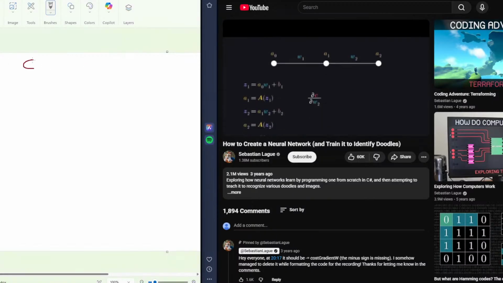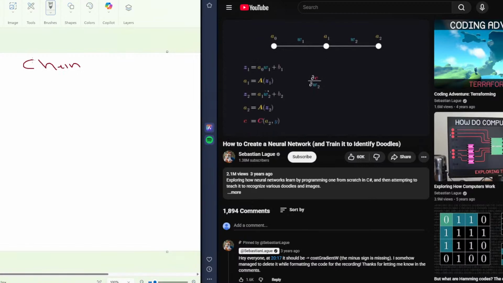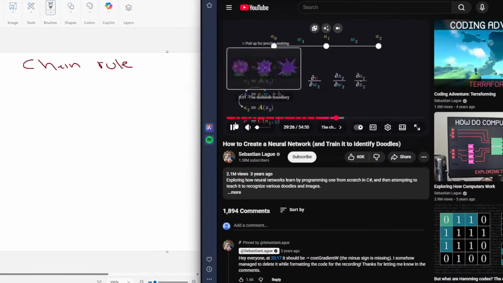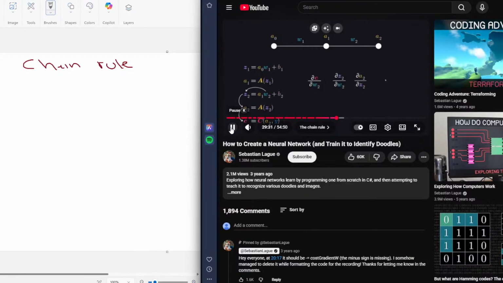Here we are. The chain rule tells us to simply look at how W2 affects Z2, which we can write out like this, and then look at how Z2 affects A2, which I'll write out over here as well. And finally, look at how A2 affects the cost, which once again I'll write out over here.